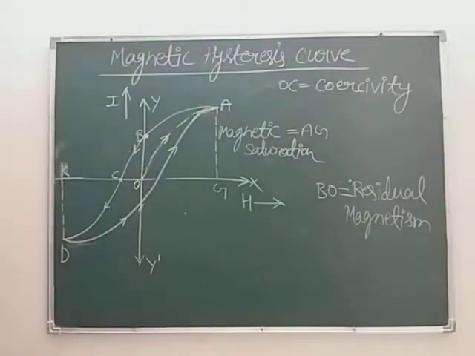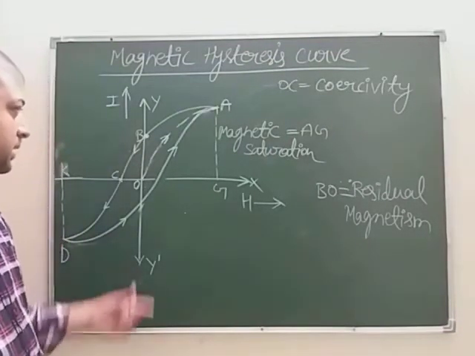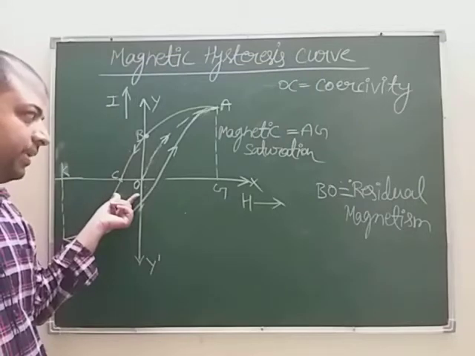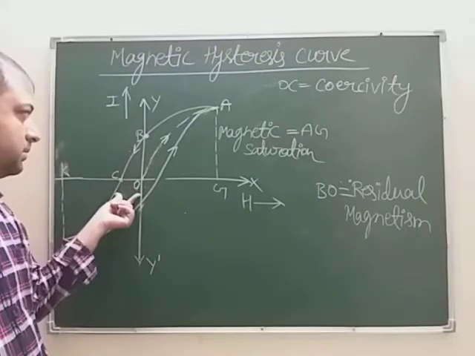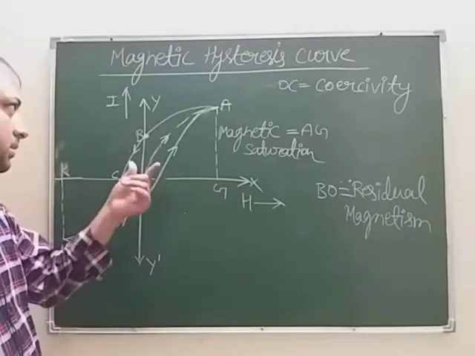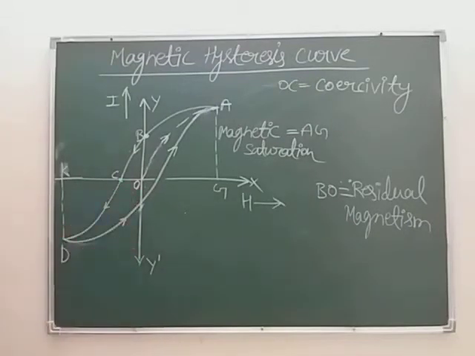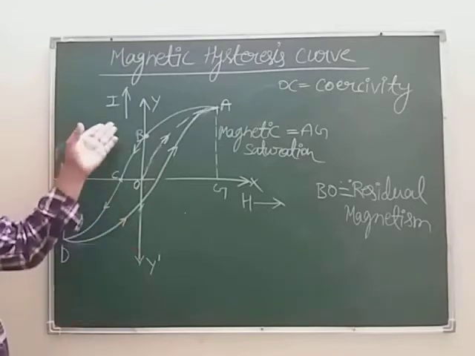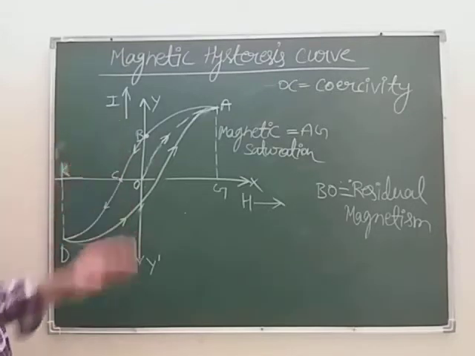So how can we define coercivity? The negative value of the magnetizing field which is required to put the intensity at 0 is called coercivity. The negative value of the magnetizing field required to get this value I0 is called coercivity. Write down.